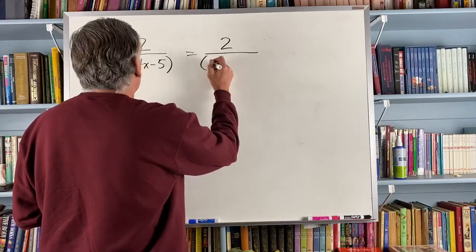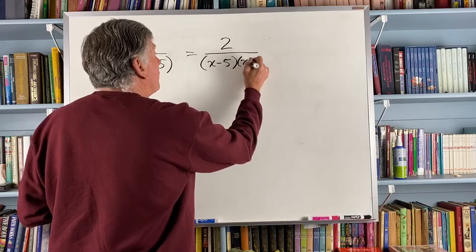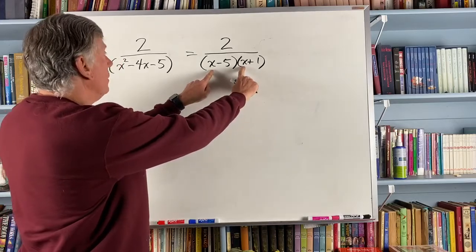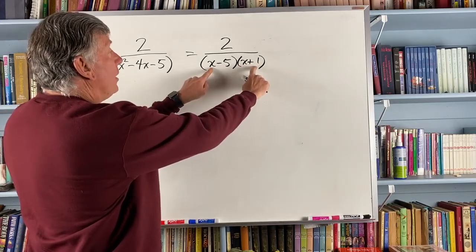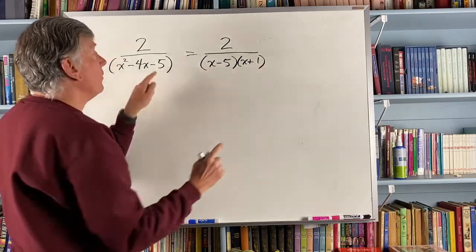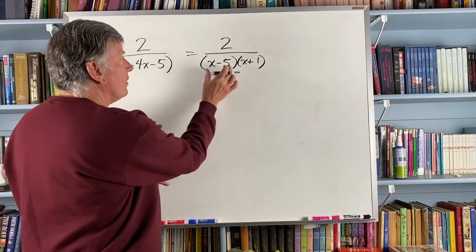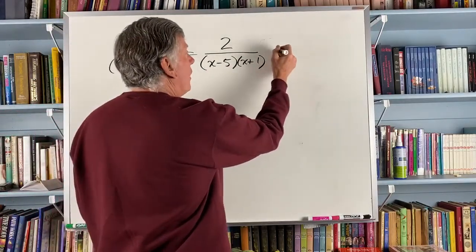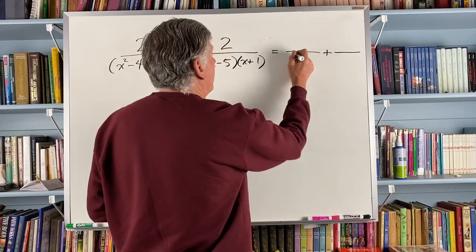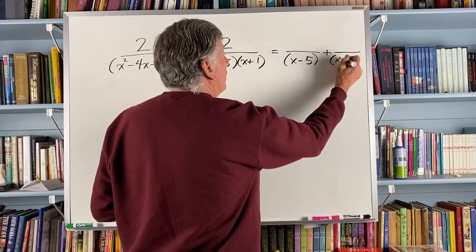Hope that you see easily that this is x minus 5 times x plus 1. If I FOIL it, x squared minus 5x plus x is minus 4x, minus 5 times 1 is minus 5. To do partial fractions, I'm now going to take each one of these factors and write it as a separate denominator. x minus 5, x plus 1.